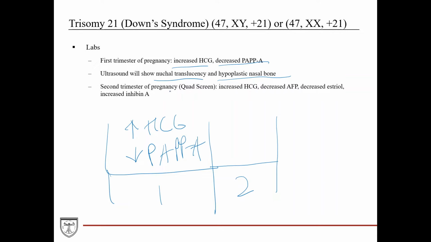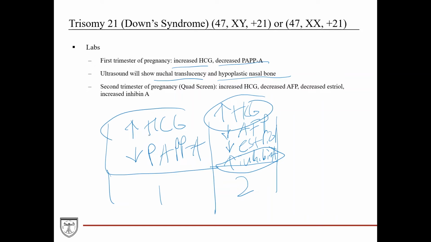Second trimester of pregnancy, so you have that quad screen again. So in this case, they're also going to have increased HCG, decreased AFP, which is similar to trisomy 18, decreased estriol. However, they're going to have increased inhibin A. So this is unique, and this is unique.